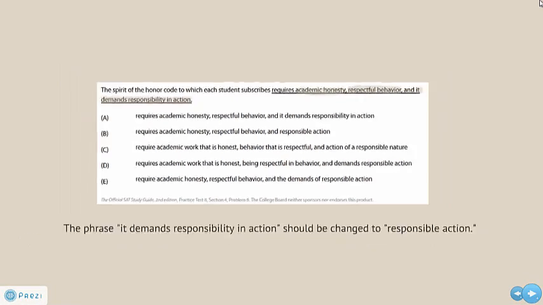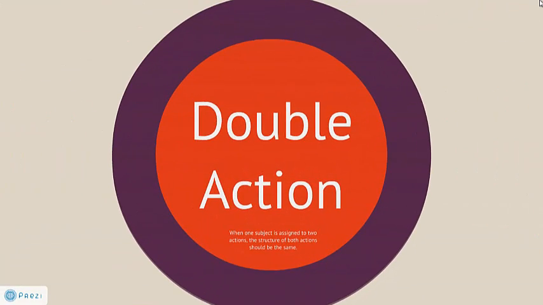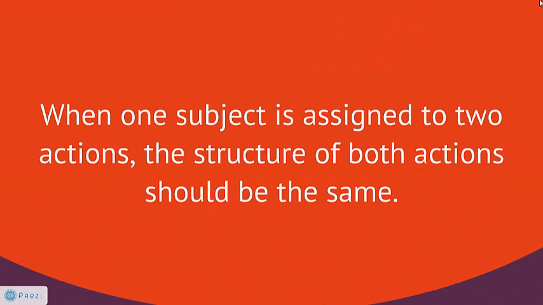Alright, let's move on to the next kind of sentence that incorporates parallel structure errors. Double action sentences involve one subject being assigned 2 actions. So an example of a double action sentence is, "I eat and I sleep." In double action sentences, the structure of both actions should always be the same, or else you will have a parallel structure error.